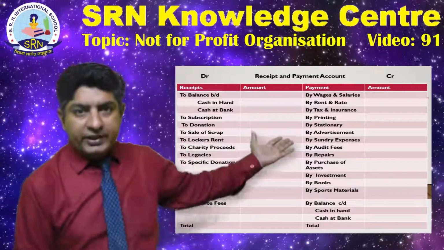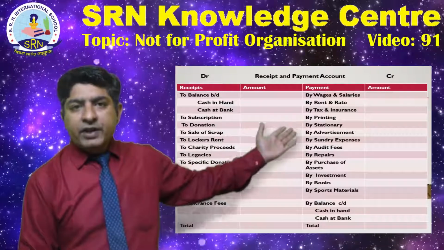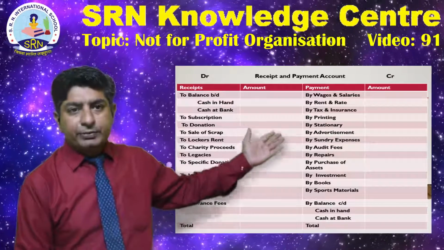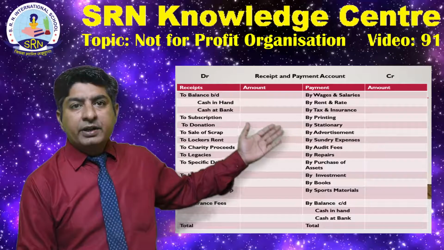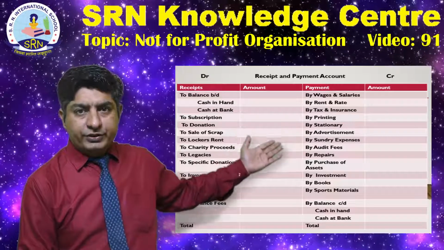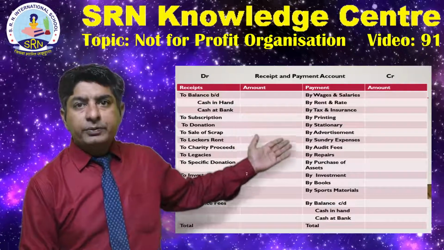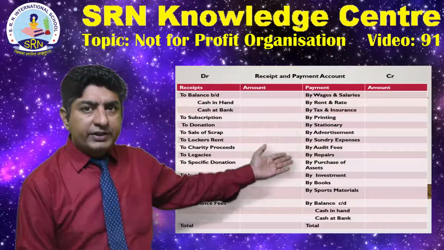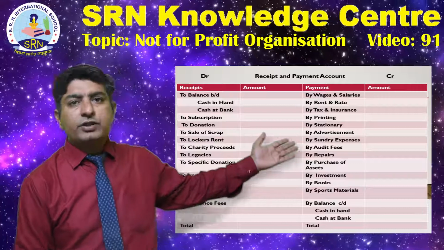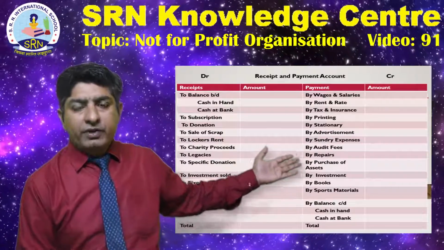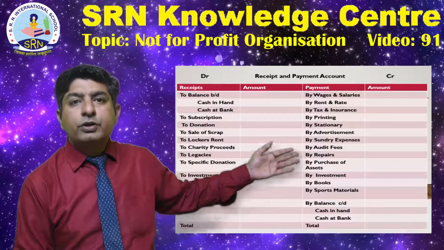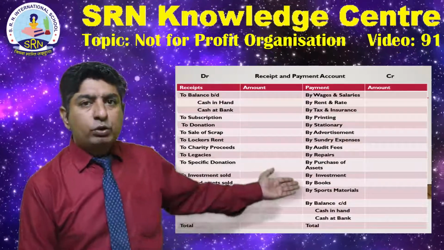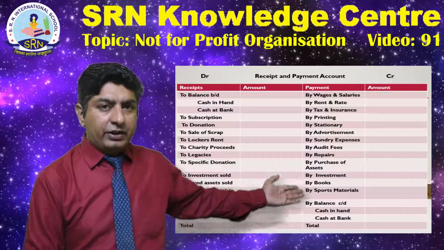Now let's move to the credit side. The credit side is the payment side. It records payments like wages paid, salaries paid, rent paid, taxes paid, insurance, printing and stationery, postage, advertisements, sundry expenses, audit fees, repairs, renewals, purchase of fixed assets, purchase of investment, purchase of books, sports equipment, etc. And finally, it closes with the closing balance of cash in hand and cash at bank.